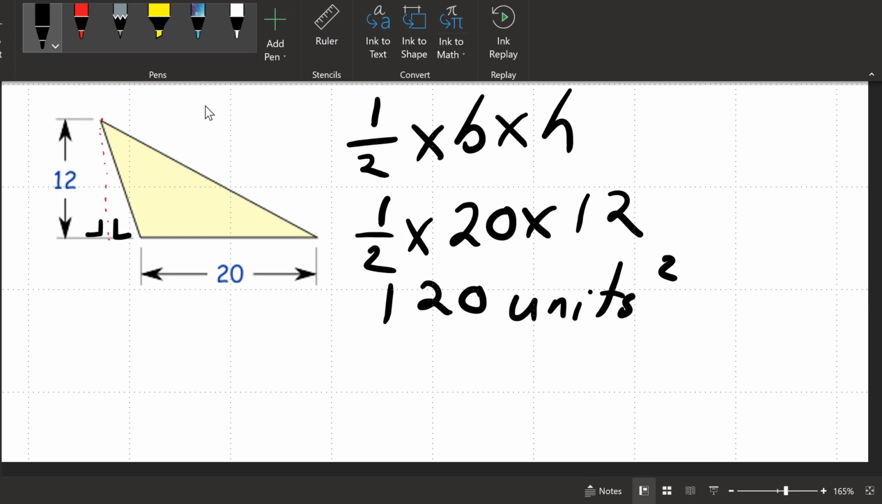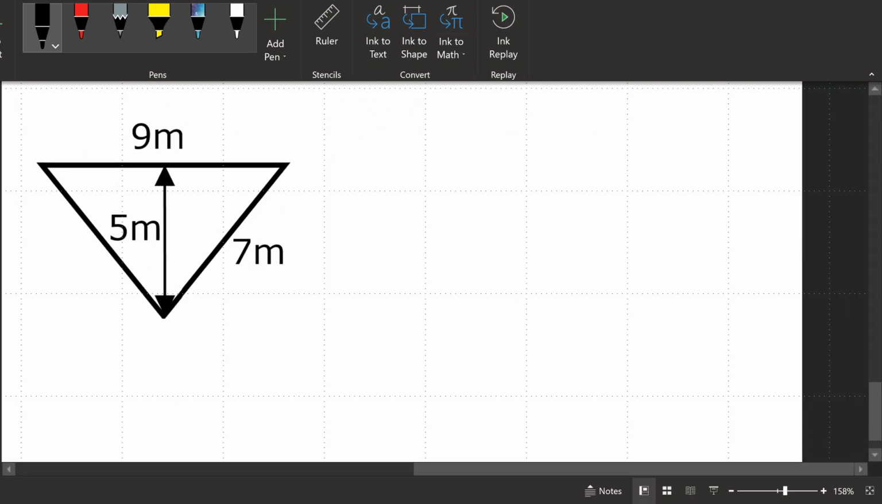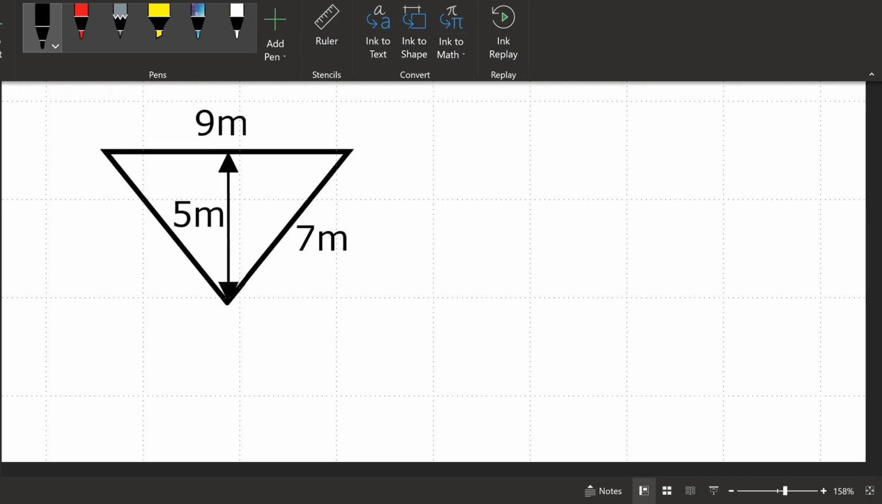Now, one final situation. What if the triangle doesn't have its base at the bottom? The base doesn't have to be at the bottom. Let's look at this situation here, just down below us. How would we figure out how to find this?